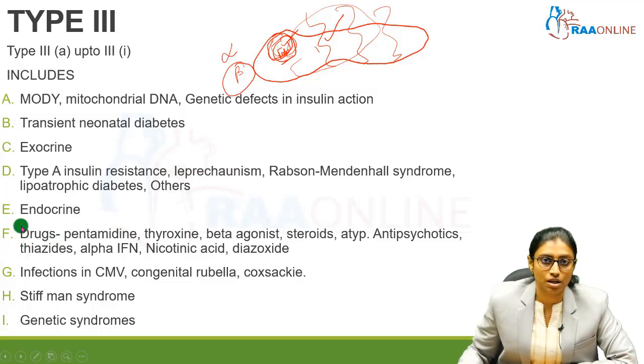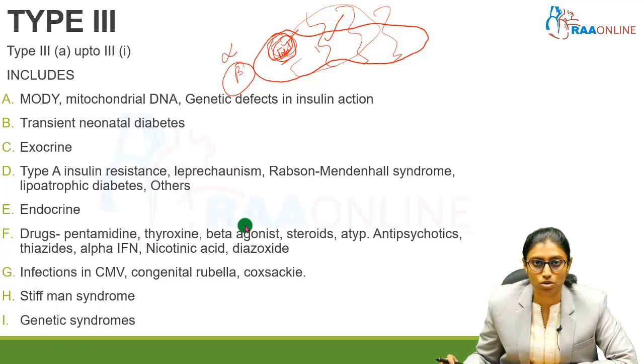Type 3F is drug-induced diabetes mellitus. Drugs which can cause this are pentamidine, thyroxine, beta agonists, steroids, atypical antipsychotics, thiazides, alpha interferon, nicotinic acid and diazoxide. You would have learnt in pharmacology that thyroxine and beta agonists, though we are using them for, say, hypothyroidism or for hypertension, also have an effect on your diabetes mellitus.